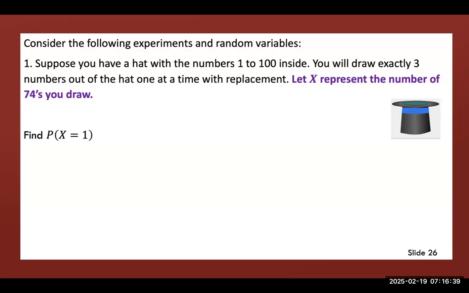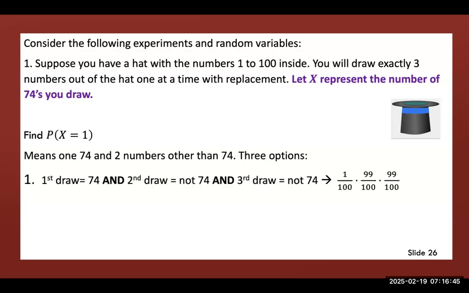It could be in the first spot, it could be in the second spot, or it could be in the third spot. So there's 3 situations that could occur. The first draw could be a 74, the second one is not a 74, and the third one's not a 74. So the probability of that happening was 1 out of 100 for that first spot. And then we have two x's, not 74. Those are 99 over 100.